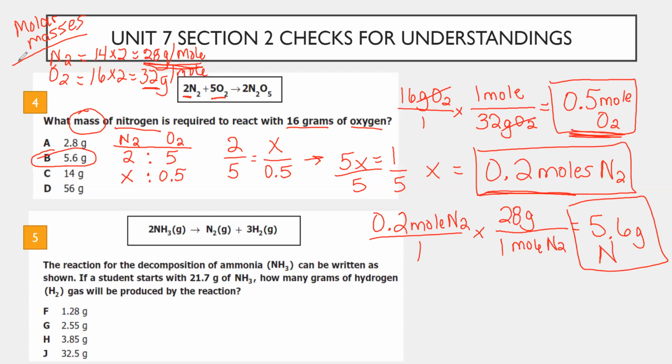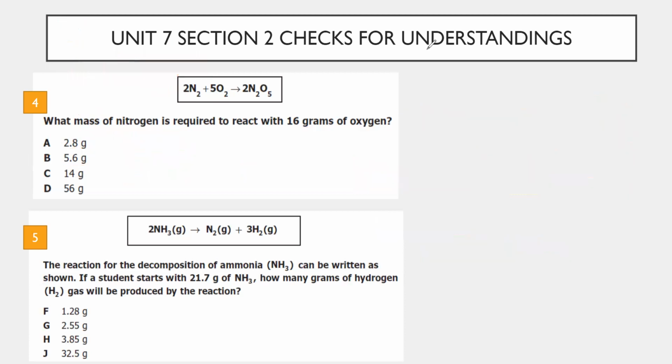All right, and I'll clear this so we can work on the next one. All right, number 5. The reaction for the decomposition of ammonia can be written as shown. If a student starts with, all right, we're looking at how much ammonia he's starting with, how many grams of hydrogen gas will be produced. So now we're going to be comparing these two. All right, well, they told us that we had this many grams. Always start with what you're given. All right, we got to convert that to moles so we can do our little ratio.